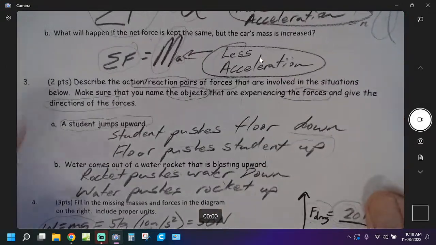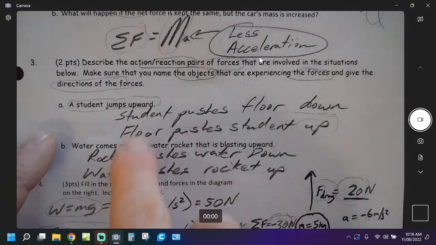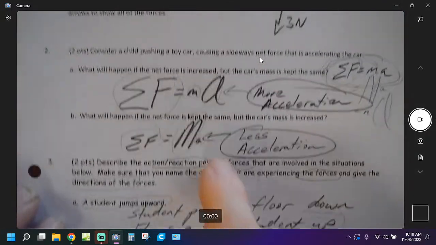So this will still probably be a 4.1. This will probably be a 3.1. I'm going to have 2 examples where you have to do equal and opposite action-reaction.